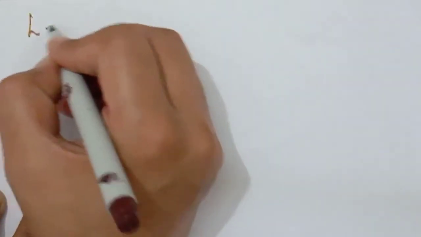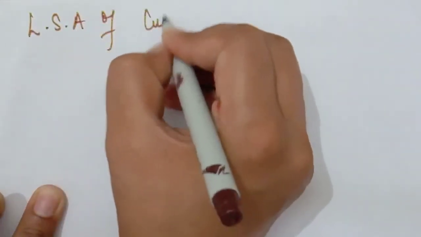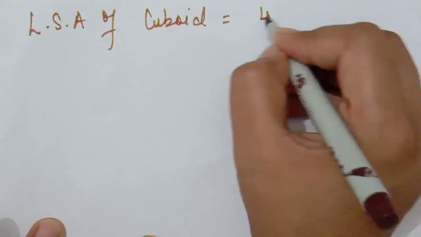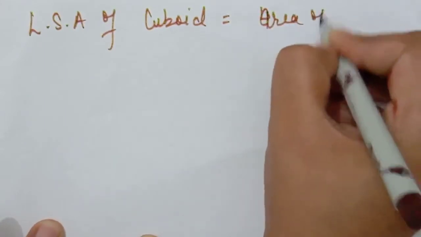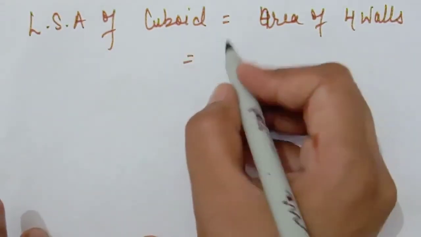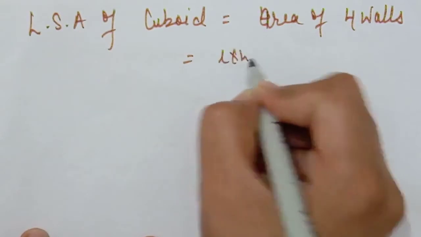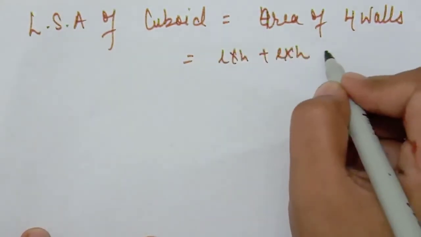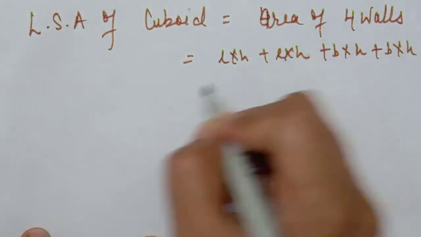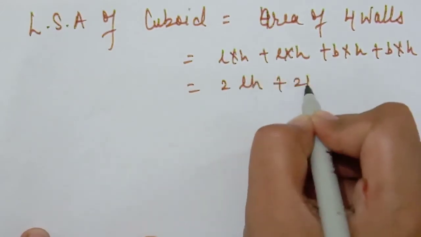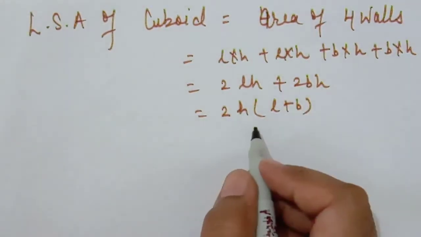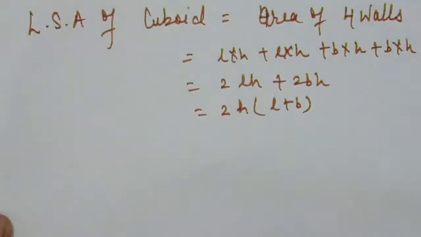Now students, the lateral surface area of a cuboid. The lateral surface area of a cuboid means the area of 4 walls, which we already mentioned in the total surface area. One wall has length into height, the opposite wall is also length into height, one wall is breadth into height, and the opposite wall is also breadth into height. So it is 2LH plus 2BH. Then we take 2H common, then L plus B. This is the lateral surface area of a cuboid.